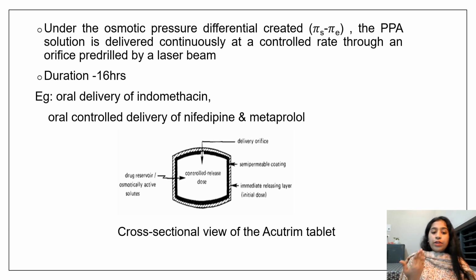The oral delivery of indomethacin and oral controlled drug delivery of nifedipine and metoprolol are examples of this type of tablet. This is the cross-sectional view of Acutrim tablet. The drug is enclosed inside the semi-permeable membrane. Then after this, the immediate release layer is coated. Through this drug delivery orifice, the drug is released.